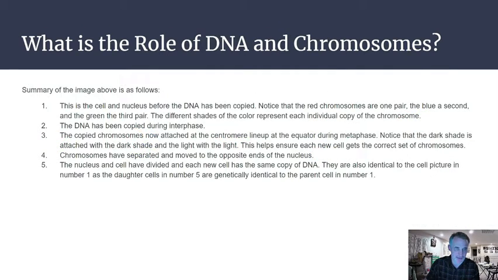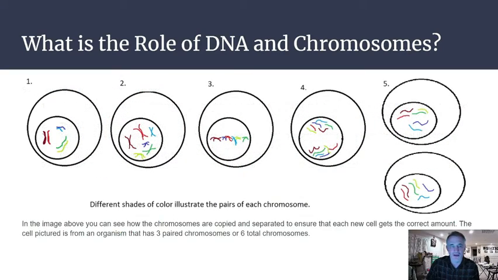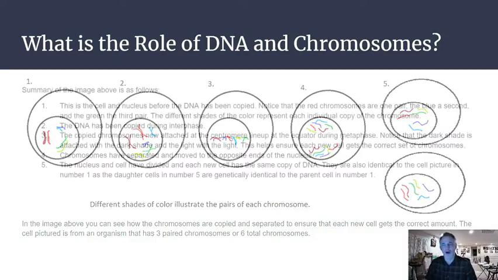And then finally we've got step 5, the nucleus and the cell have divided, and each new cell has a complete, the same copy of DNA, so they're identical to the picture in number 1, as the daughter cells in number 5 are genetically identical to the parent cell. So you have basically these perfect clones. All right.